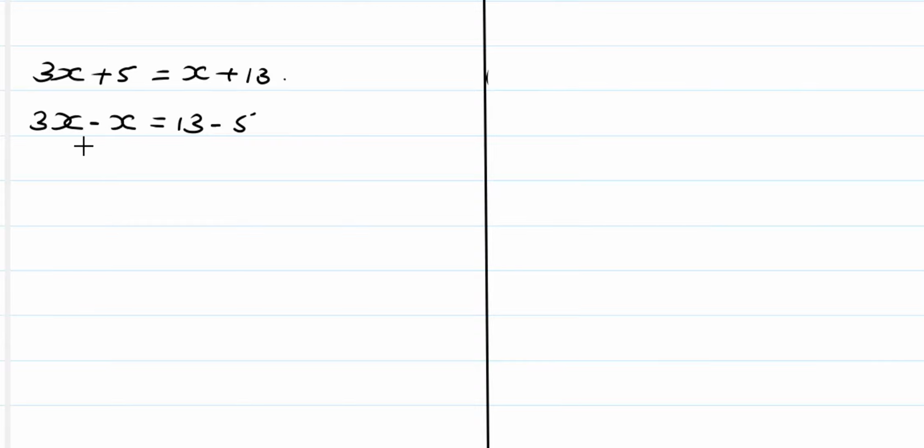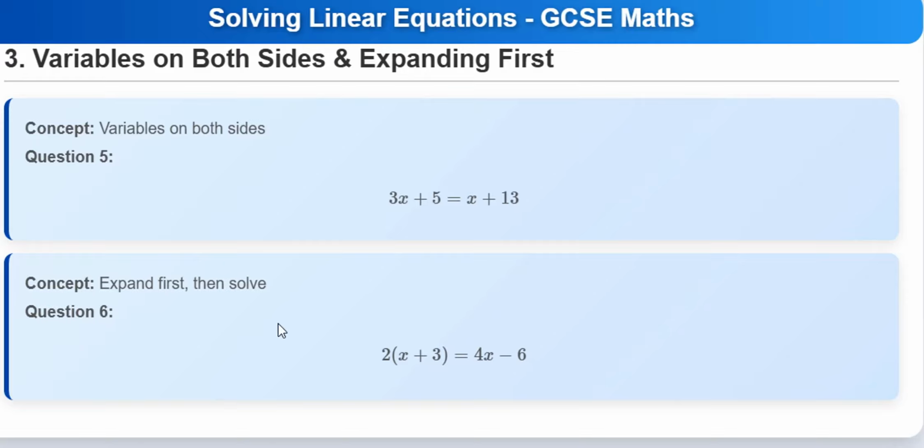Then, from there, I take 3x minus x to be 2x. Then, 13 minus 5 will be 8. Then, to get x, I divide both sides by 2. So I get x is equals to 8 divided by 2, which is 4. That becomes the solution for that question.